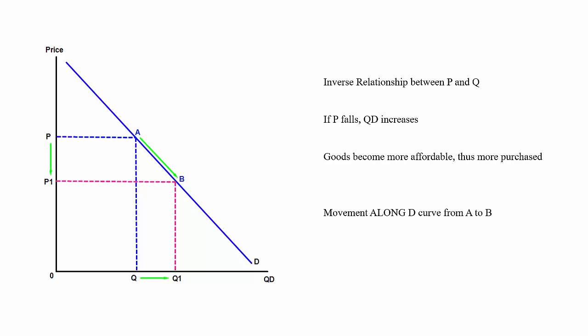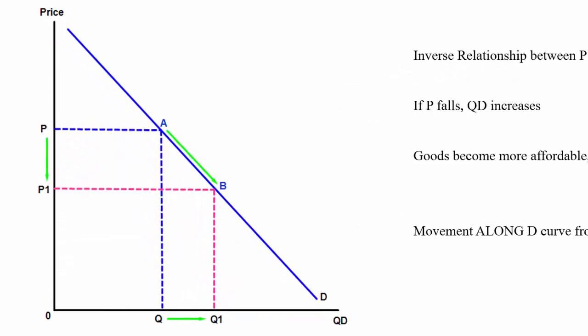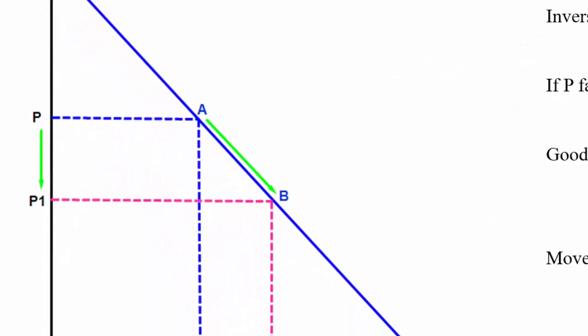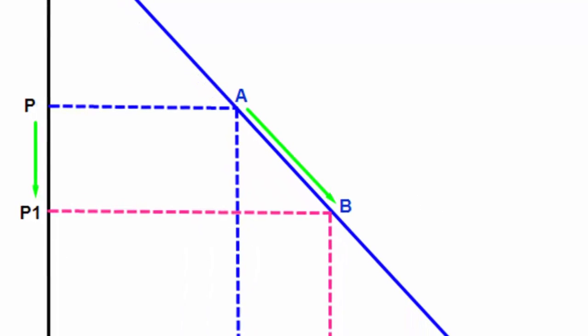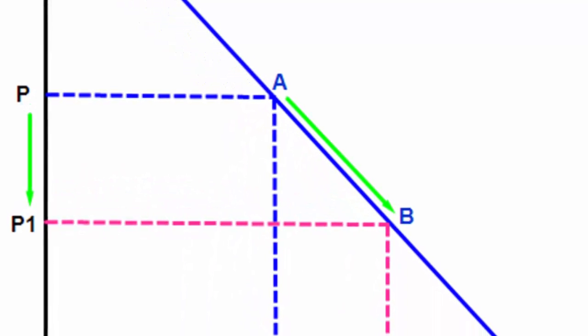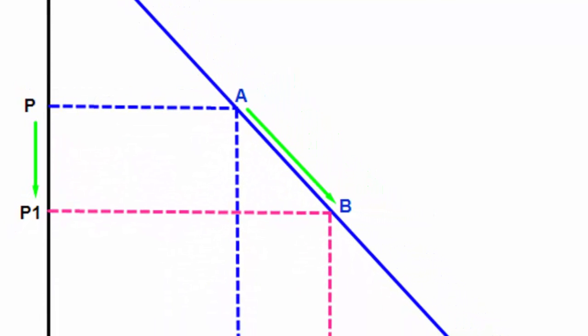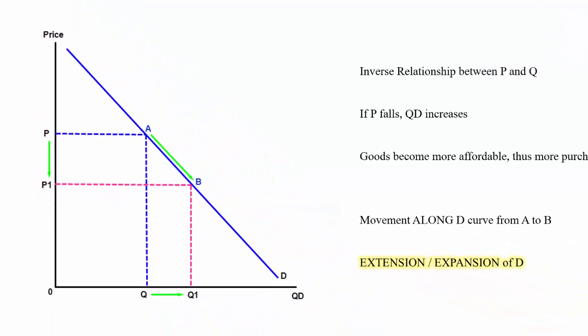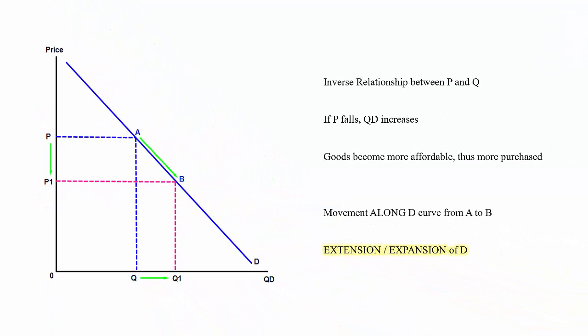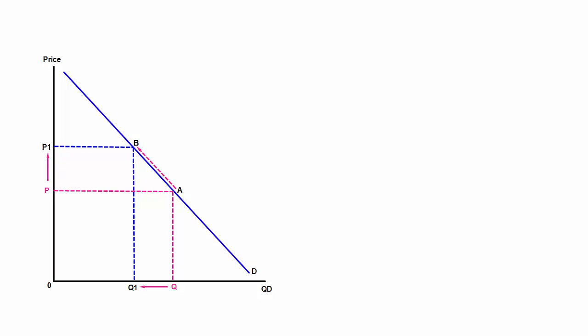You can see, therefore, that as we move from P to P1, and therefore from Q to Q1, that we've moved from point A to point B along that demand curve. And we call this a movement along the demand curve. If, as in this case, quantity has increased from Q to Q1, we call this an expansion or an extension of demand. The opposite, therefore, is also true.